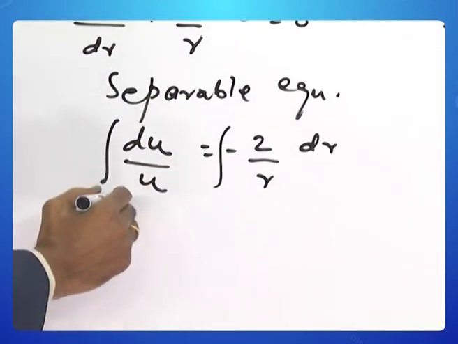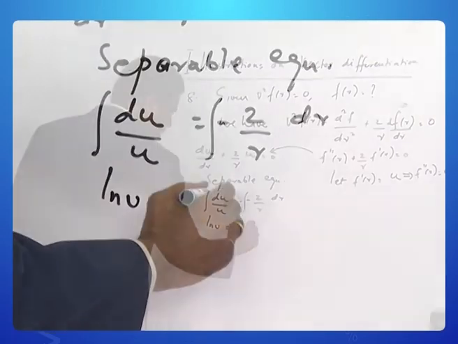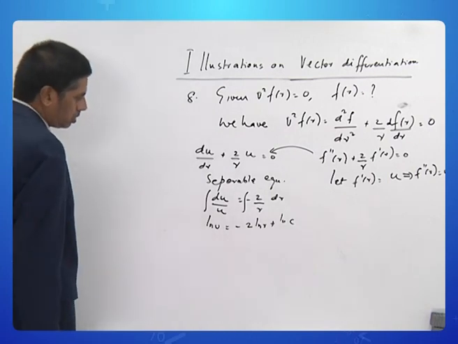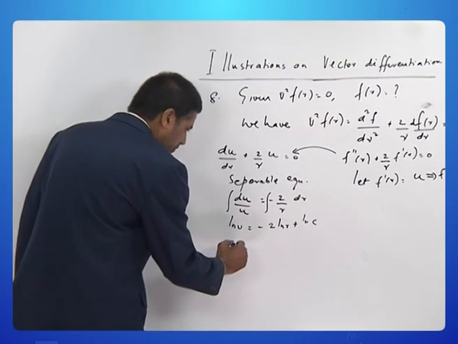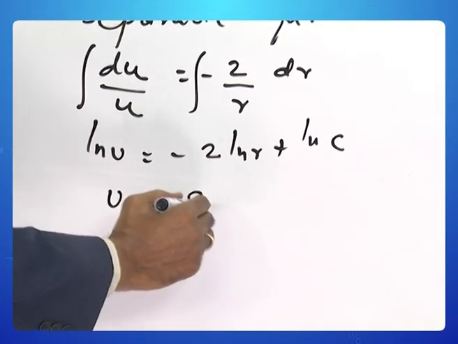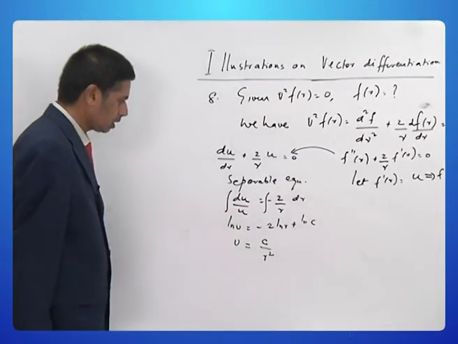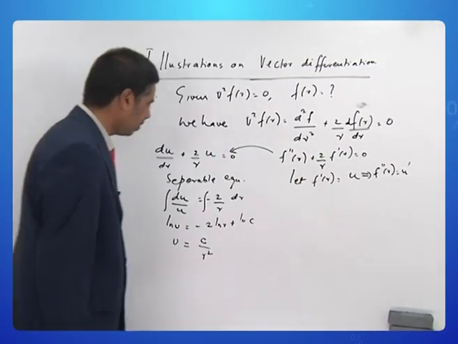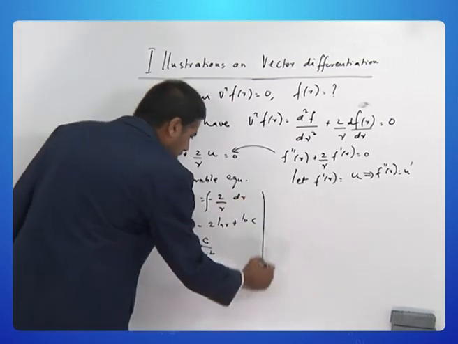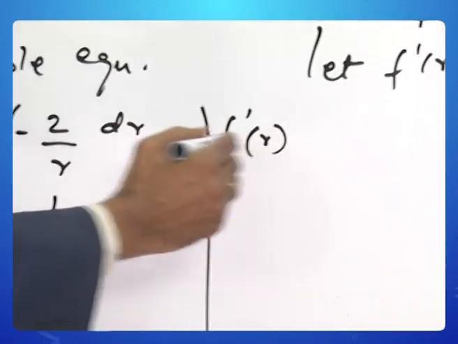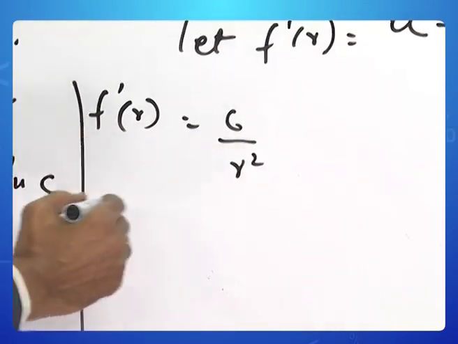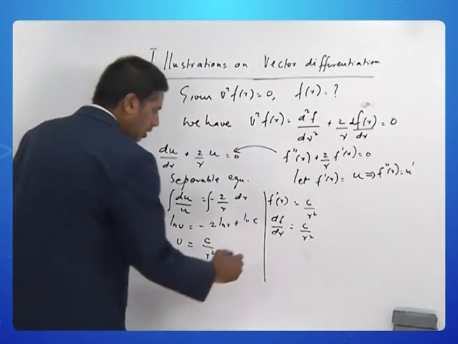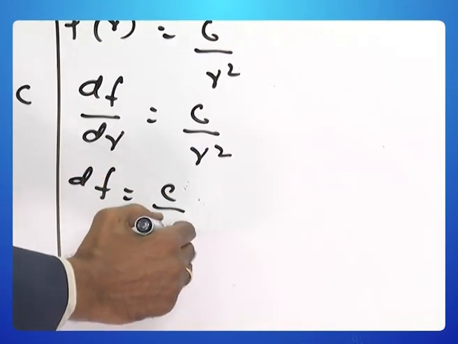So when you integrate this, you will get log u is equal to minus 2 log r plus log c. So that means we can say u is equal to c by r square. But u is equal to f dash r. So you can write this as f dash r is equal to c by r square. This is nothing but df by dr is equal to c by r square. So df is equal to c by r square dr.